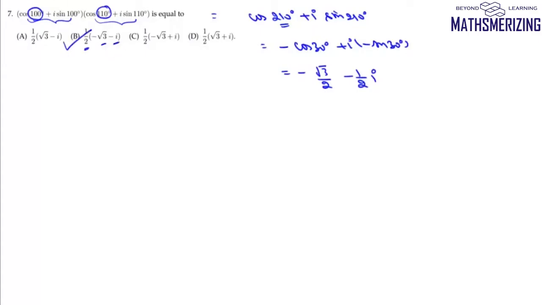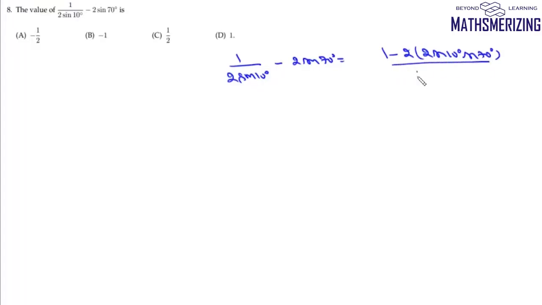number B. Now question number 8, it is a simple trigonometry question, and it says we need to find the value of 1 upon 2 sin 10 degrees minus 2 sin 70 degrees. So we can write this as 1 minus 2 into, now we write this as 2 sin 10 into sin 70 upon 2 sin 10 degrees.